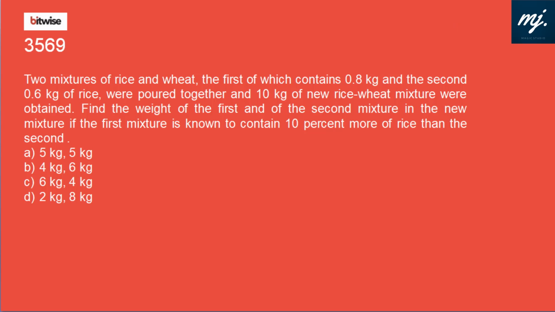Two mixtures of rice and wheat, the first of which contains 0.8 kg and the second 0.6 kg of rice. First mixture rice is 0.8 kg and second mixture rice is 0.6 kg were poured together and 10 kg of a new rice wheat mixture was obtained. New mixture is of 10 kg. Find the weight of the first and the second mixture in the new mixture, if the first mixture is known to contain 10% more rice than the second.